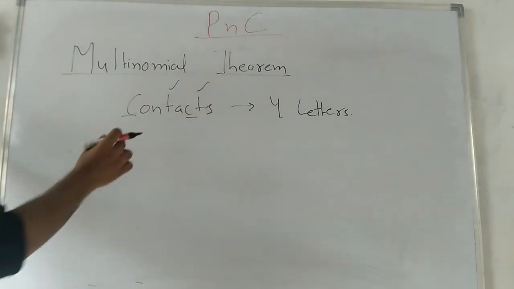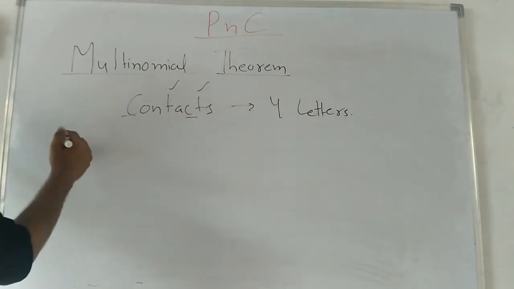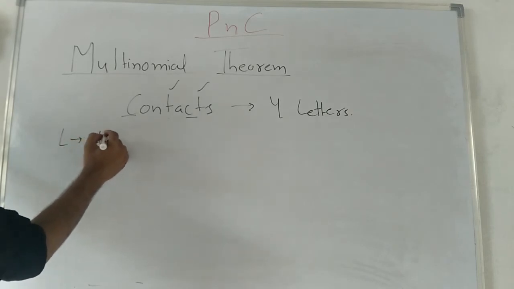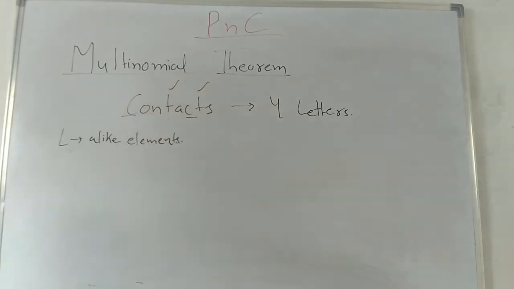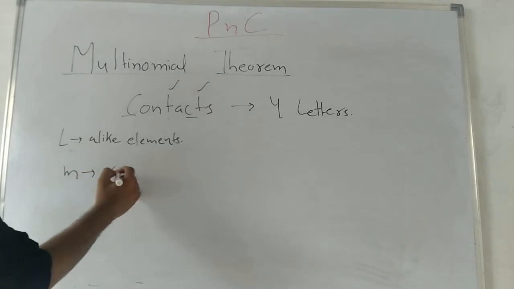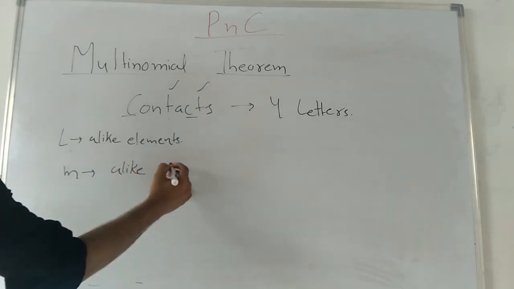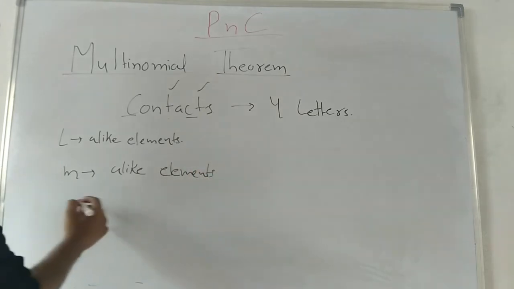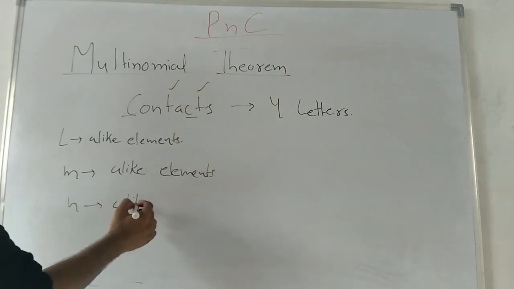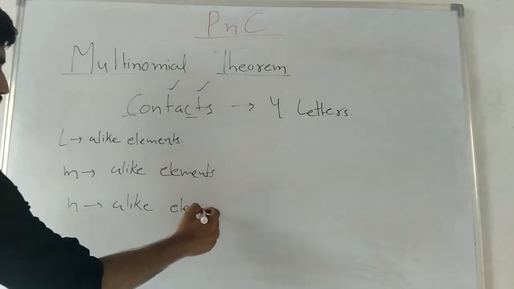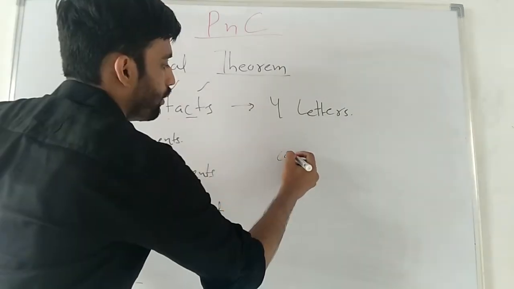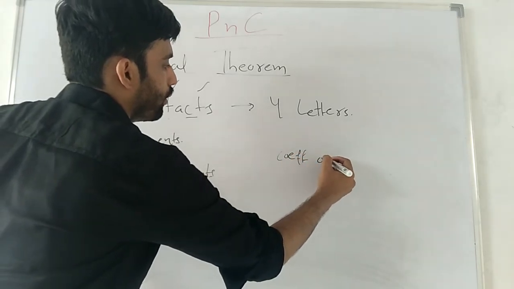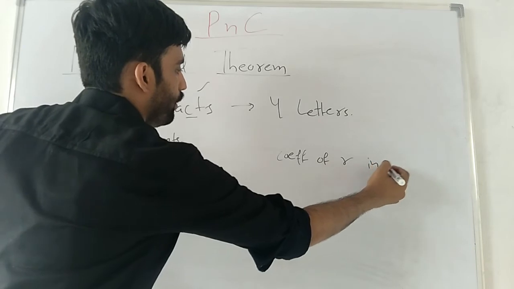In the multinomial theorem, we have L alike elements and we have M alike elements and N alike elements, and we need to find the coefficient of x to the power R in the expansion.